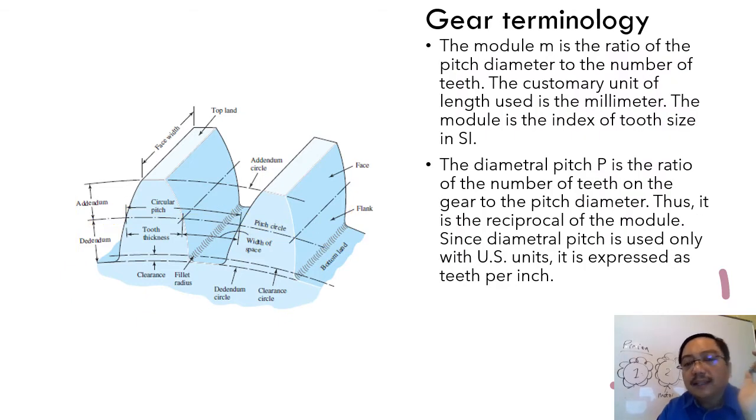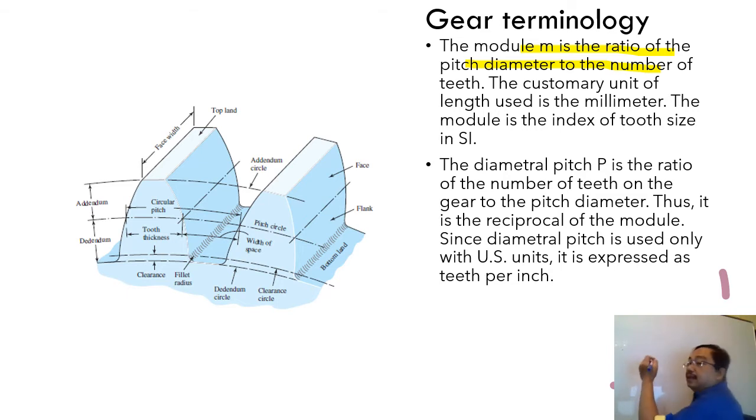So the next slide talks about the module. Module is the ratio of the pitch diameter to the number of teeth. Okay, what is a module? It is given in the definition: the ratio of pitch diameter to the number of teeth.